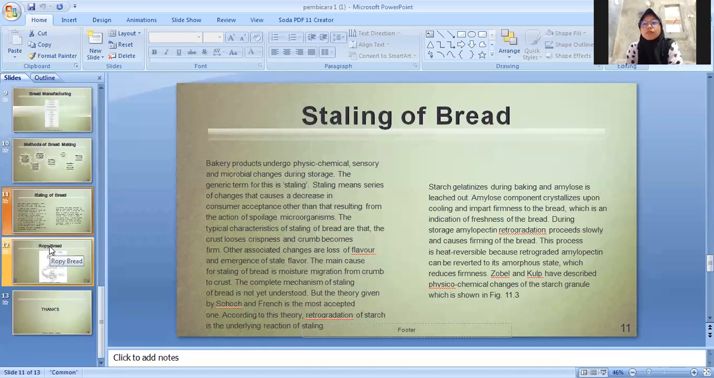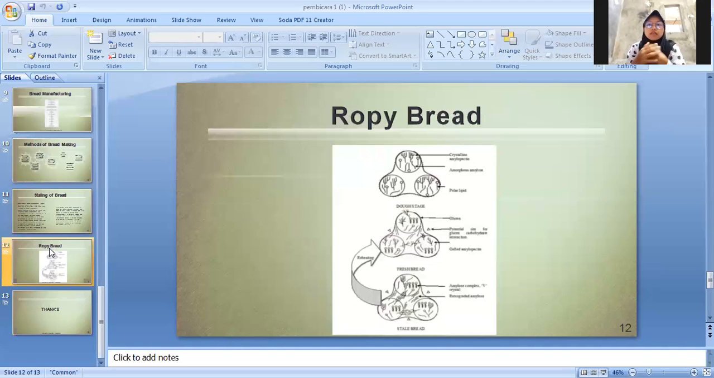During starch retrogradation, the process proceeds slowly and causes firming of the bread. This process is partly reversible because retrograded amylopectin can be returned to its former state with reduced firmness. Zobel and Kulp have described the physicochemical changes of the starch granule, which is shown in figure 11.3. Next, ropey bread.